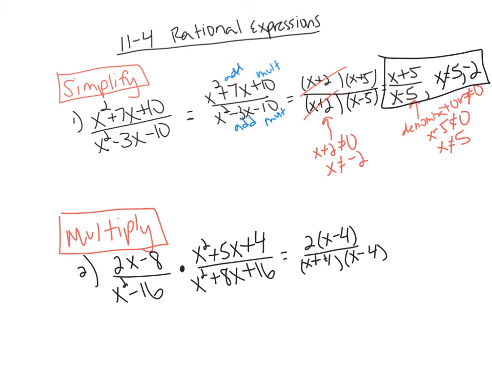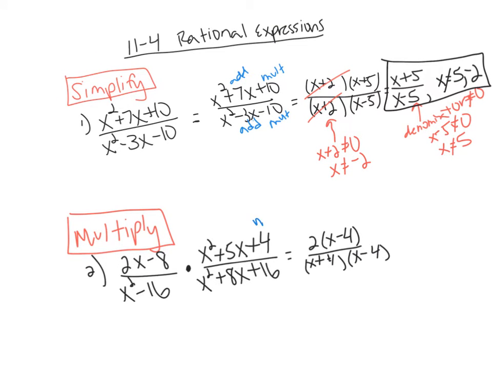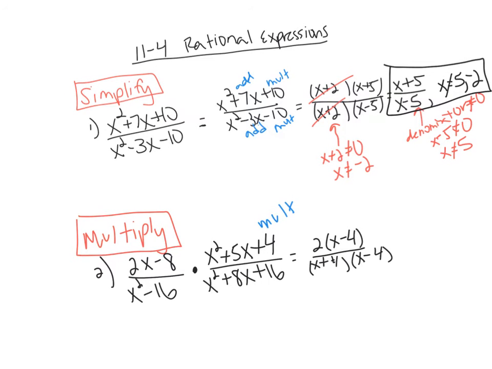So let's try to factor our second rational expression. Because it's a quadratic trinomial, we're looking for two numbers that multiply to the end but add to the middle. Our numerator is x squared plus 5x plus 4. Can we find two numbers that multiply to 4 but add to 5? Options are 1 and 4, 2 and 2. To get 5, we need a positive 1 and a positive 4.